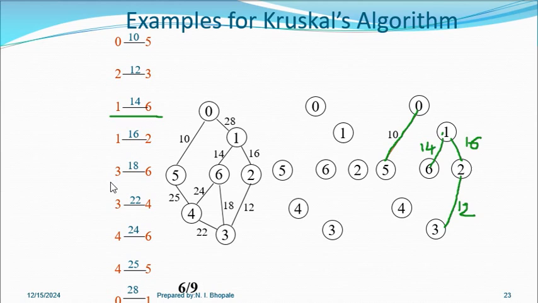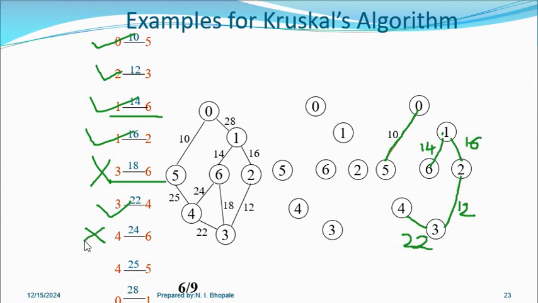Next is 3 to 6. When we insert this 3 to 6, we will observe that there is a formation of a cycle, so this edge will be discarded. Next is 3 to 4. This can be included because it is not forming a cycle. This is included, this is included, this is included. Just check 5 to 6. If we include this, it is again forming a cycle, so this should not be included. Next is 4 to 5. If we insert it, it will not form a cycle.